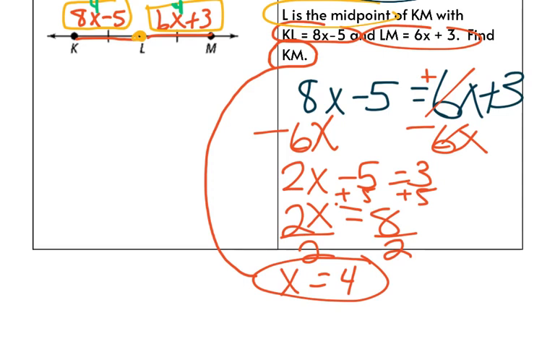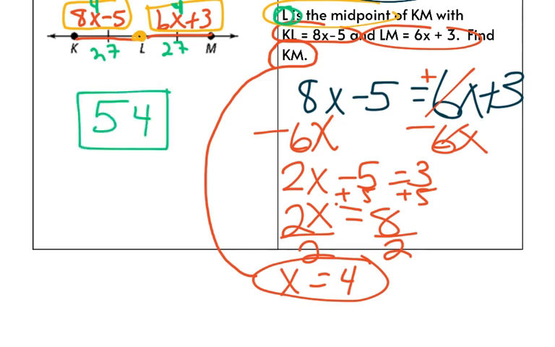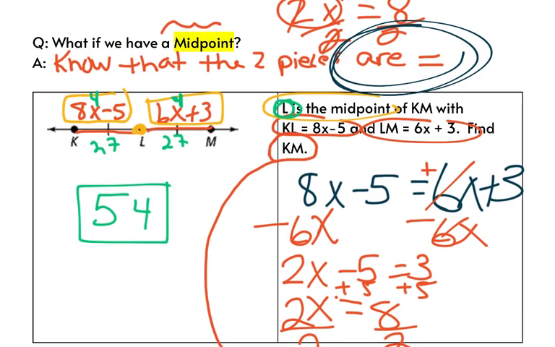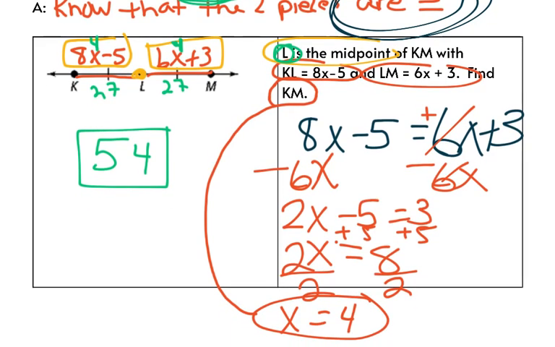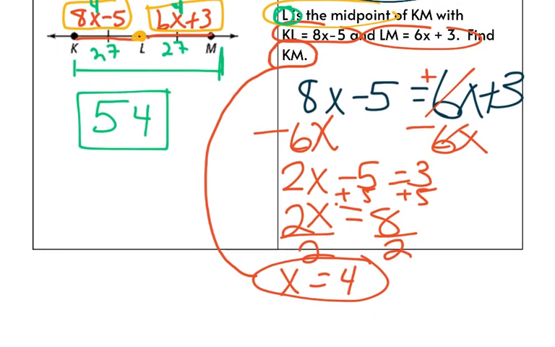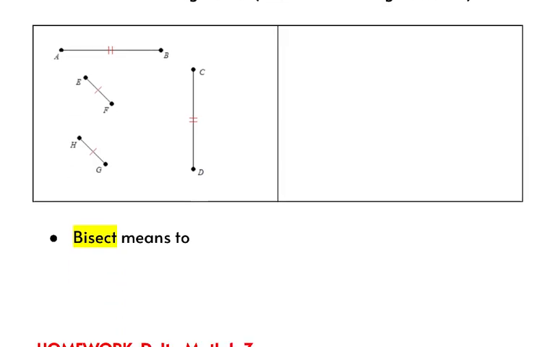Well, 8 times 4 minus 5 is 27. 6 times 4 plus 3 is 27. Well, they better be the same because L was said to be a midpoint. So what's the whole way across? Two 27s make a 54. So the answer to what is the length of KM is 54. So again, be careful if you know you have a midpoint. We do not need to know this whole length across because we can just set those two pieces equal.